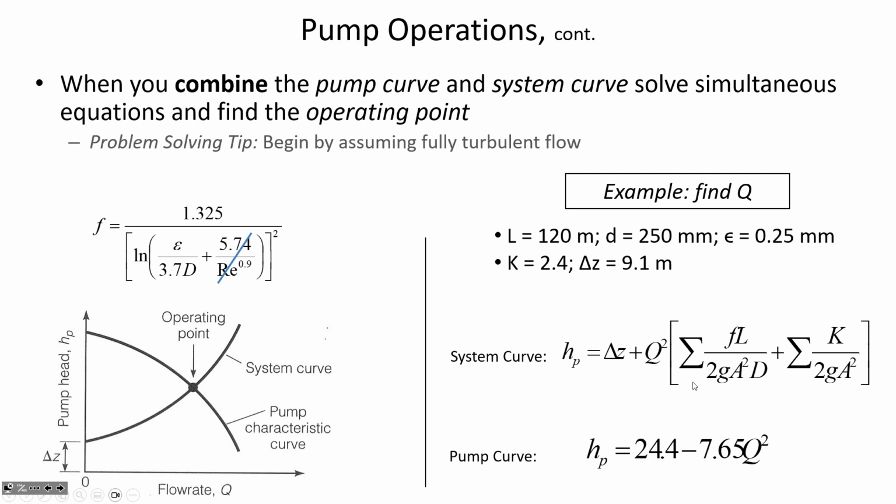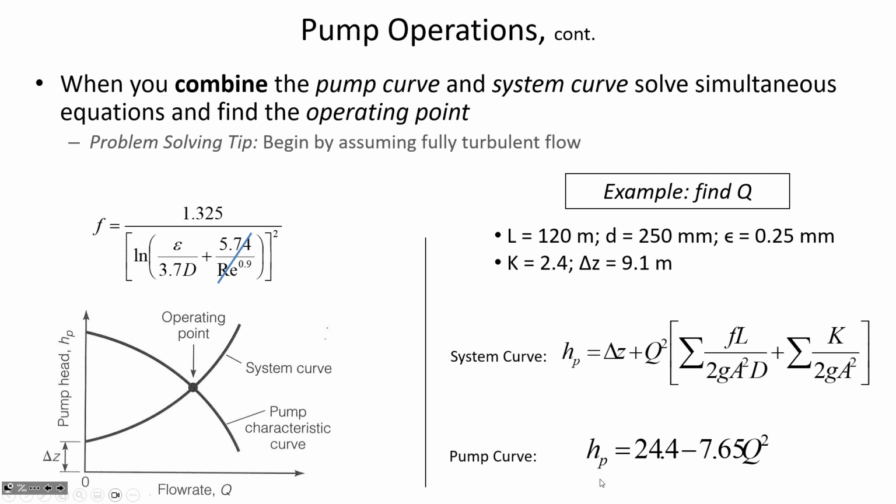Now the system curve, this is just the energy equation. We've seen this before where we've just rearranged the energy equation, but we're writing it in terms of flow rate, Q, instead of in terms of velocity. And then also we've isolated h sub p. So ordinarily that would be on the left-hand side of the equation. We've moved everything else over to the right-hand side of the equation.